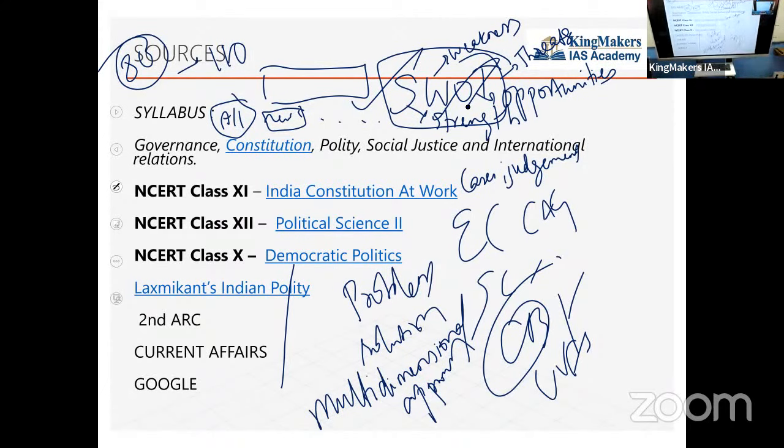Even if you have a book, well, go ahead with that. But it is a matter that the keywords are very important. Rule of law, independence of the institution. Such keywords will be there in your Laxmikanth itself. Okay.